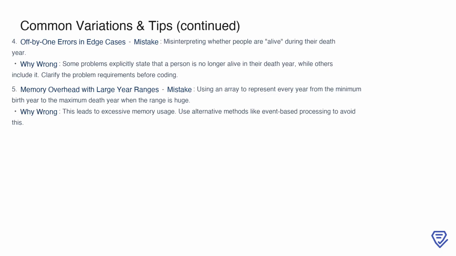Memory usage is another challenge, especially when dealing with large year ranges. For instance, creating an array to represent every year from the earliest birth year to the latest death year might seem straightforward, but it can lead to high memory overhead if the range is vast. Instead of allocating memory for every possible year, you can use event-based processing techniques that only focus on the years with actual events. This not only saves memory but is also more efficient overall.